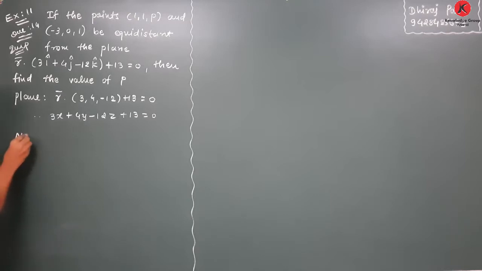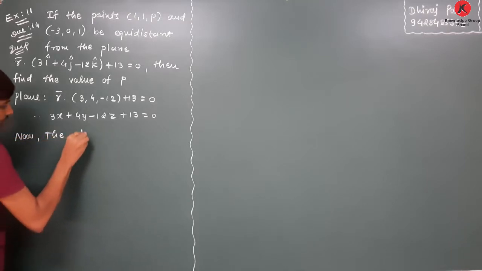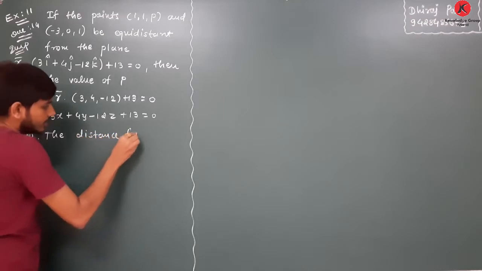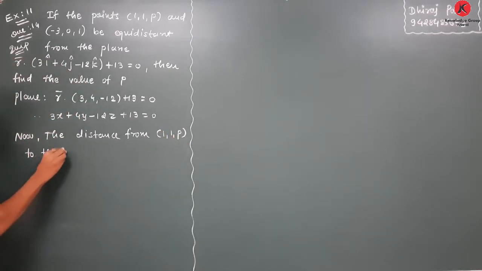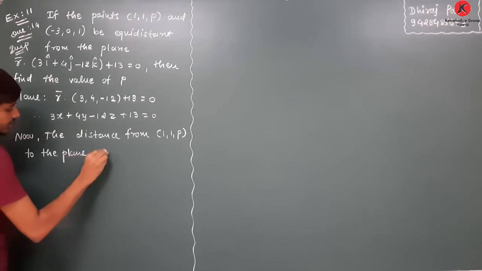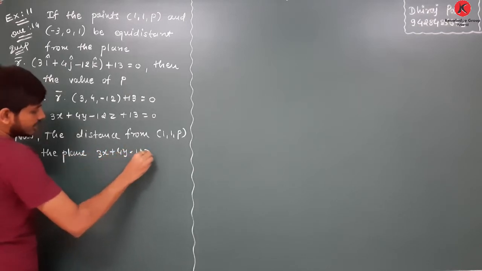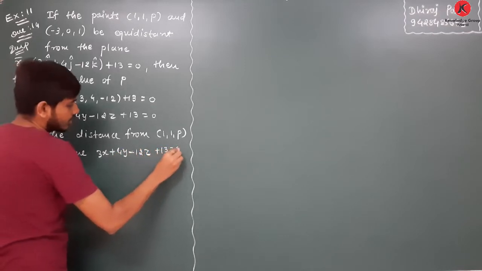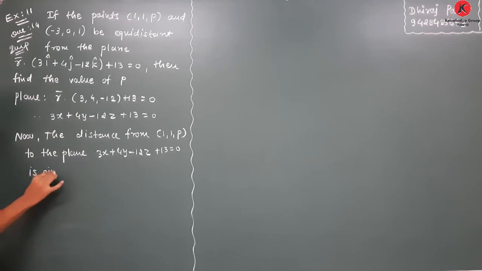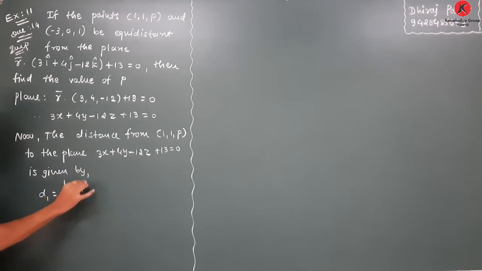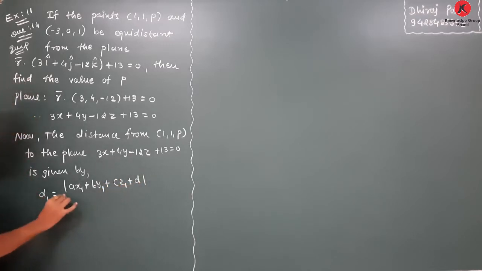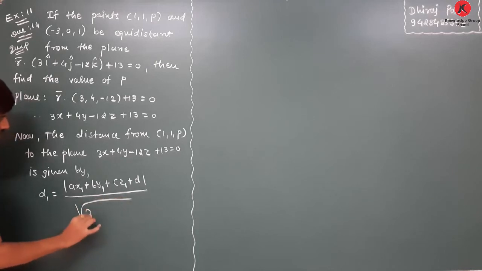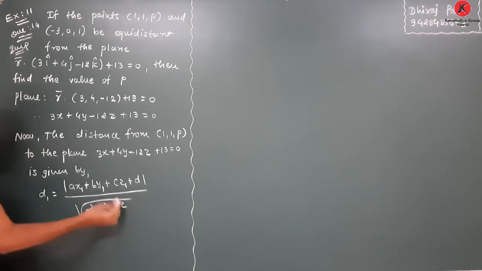Now, the perpendicular distance or the distance from the point 1, 1, p to the plane 3x plus 4y minus 12z plus 13 equals to 0 is given by d1 equals to ax1 plus by1 plus cz1 plus d divided by under root of a square plus b square plus c square. This is the formula.